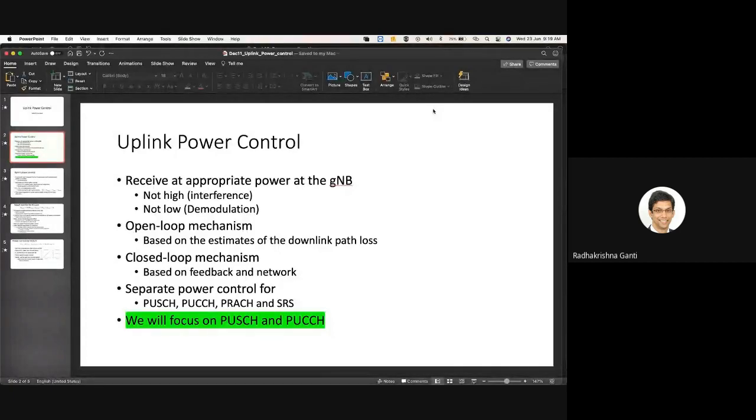Are these two mechanisms clear? We will discuss this a little bit going forward. Any questions before we proceed?